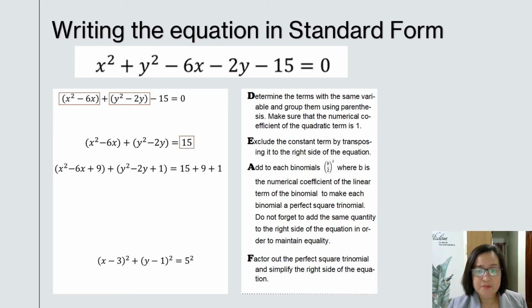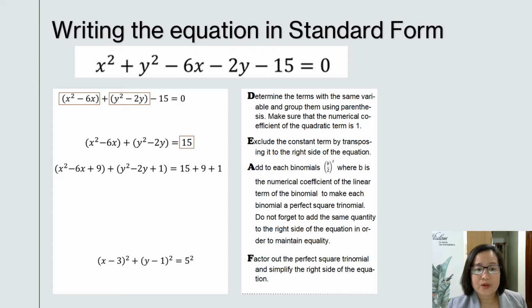The third step is to add a term to the binomials in order to make the binomials a perfect square trinomial. And that term is the square of b over 2, where b is the numerical coefficient of the linear term of the binomial. Do not forget to add the same quantity to the right side of the equation in order to maintain equality. Whatever you add to the left side should also be the same at the right side of the equation.